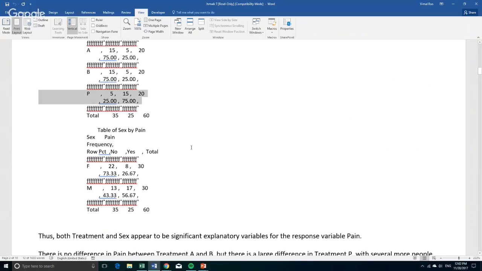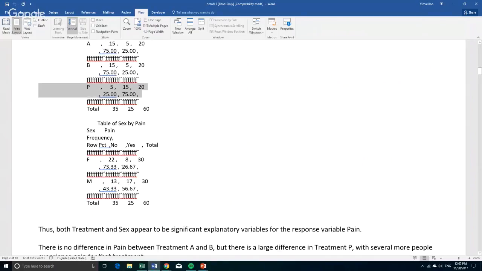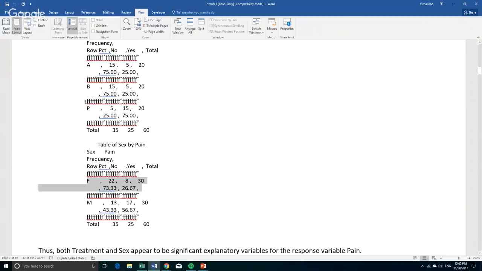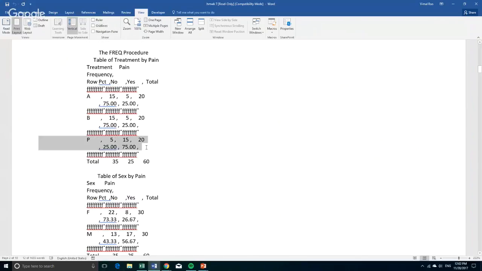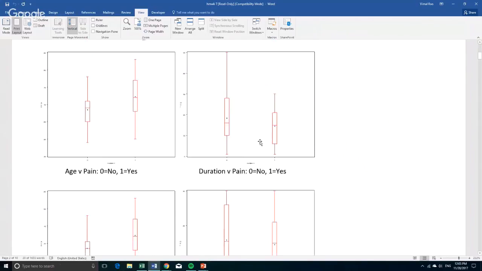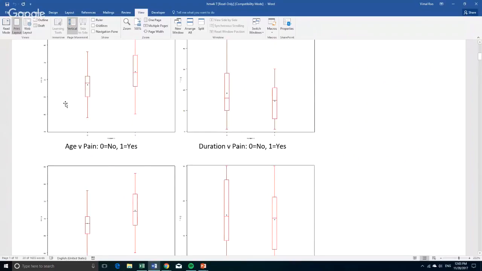Now let's also look at gender. It looks like 27% of the females were in pain compared to 57% of the males who were in pain. So it looks like there is an association between gender and the amount of pain. There is an association between whether or not you had the placebo or one of the other treatments, but there's no differentiation between treatment A and treatment B. It looks like duration is not related to pain. It looks like age is.